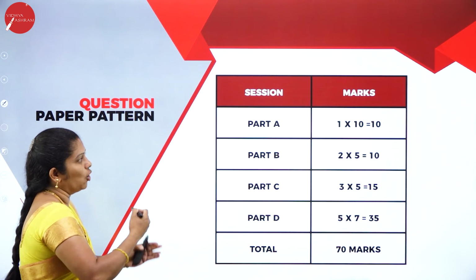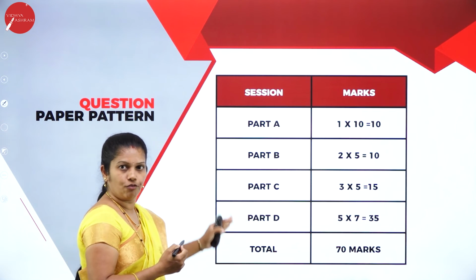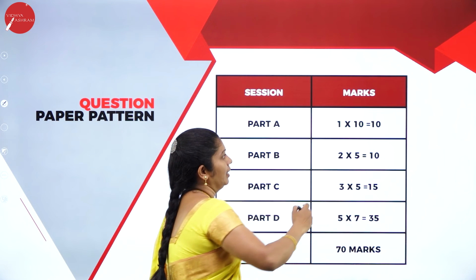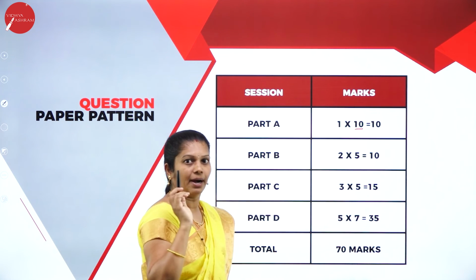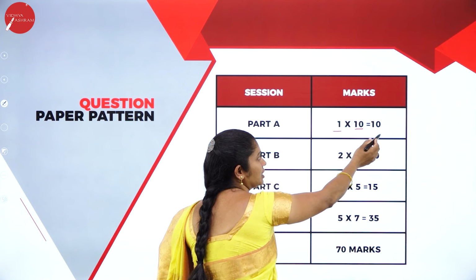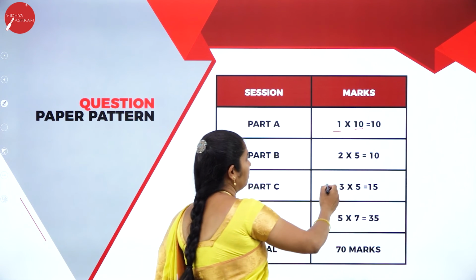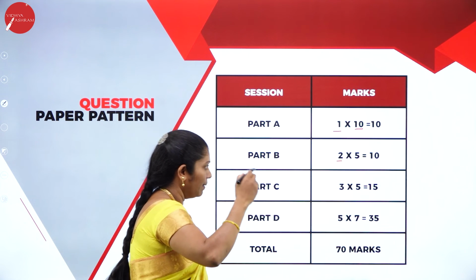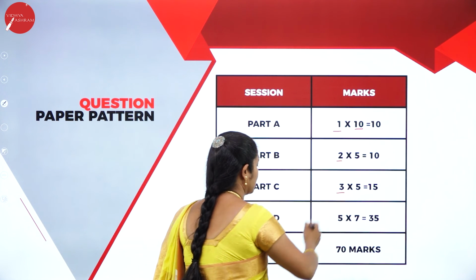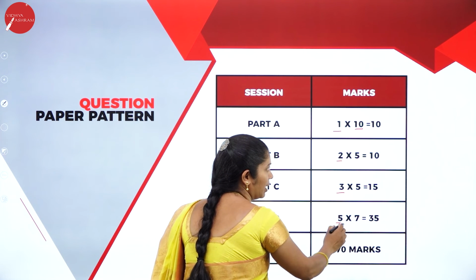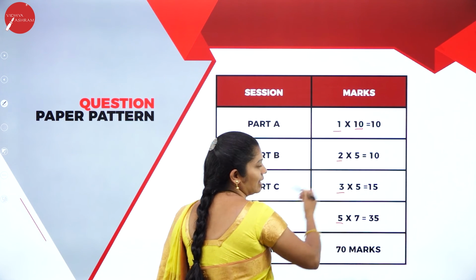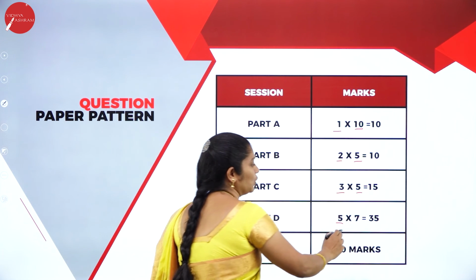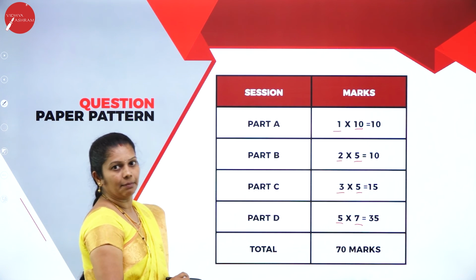Now we will discuss how many parts are there. Already I told you, totally 4 parts: part A, part B, part C, part D. In part A you will get 10 questions, each carrying 1 mark, total 10 marks. In part B, each question carries 2 marks. In part C, each question carries 3 marks. In part D, each question carries 5 marks. But in parts A, B as well as C, 5 questions you have to write, whereas in part D, 7 questions you have to write, totally 70 marks.